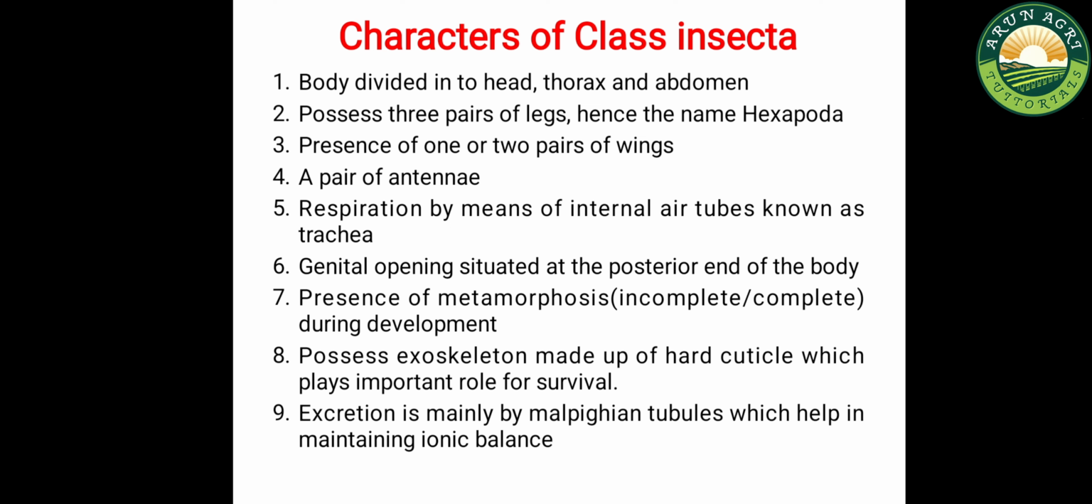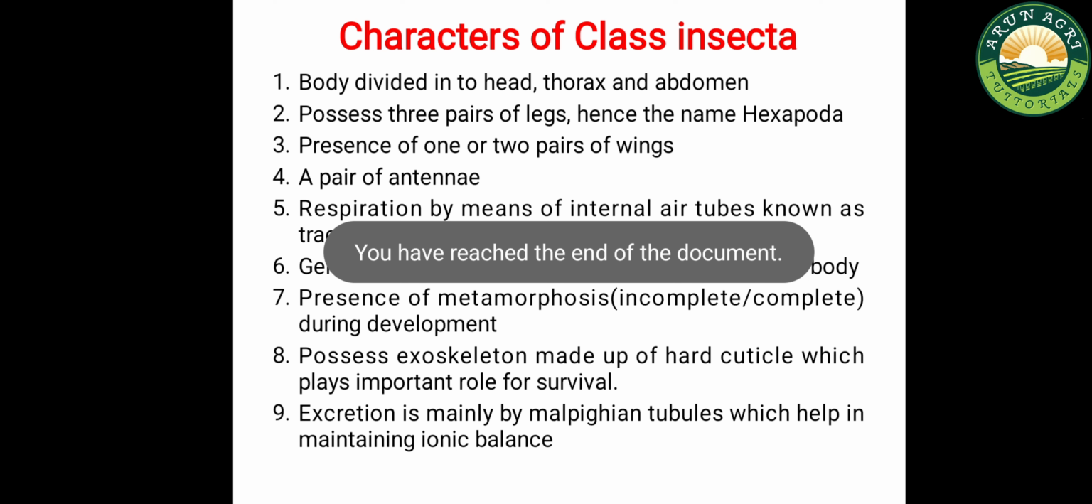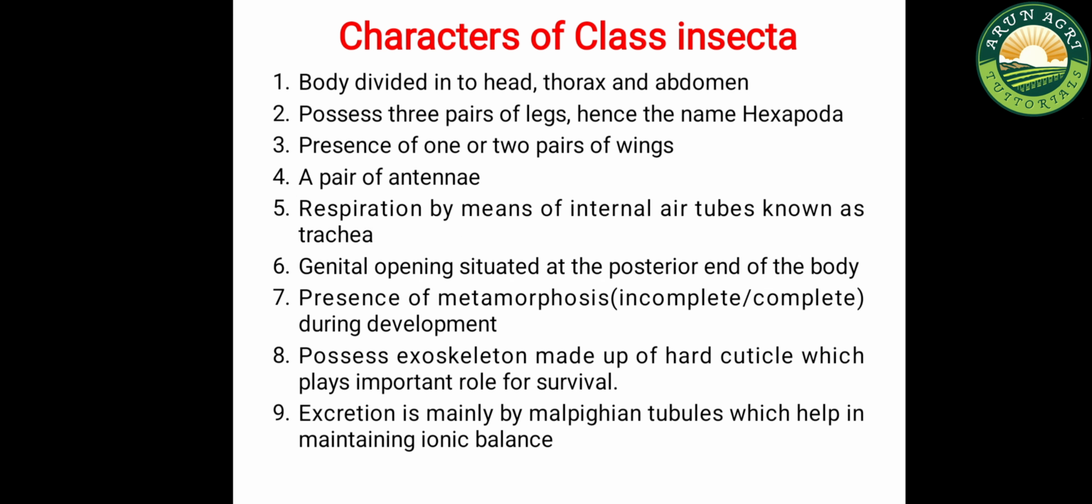Insects possess an exoskeleton made up of hard cuticle, which plays an important role in survival. Usually the exoskeleton is made up of both chitin and some proteins. Excretion is mainly through the Malpighian tubules, which help in maintaining the ionic balance. The number of Malpighian tubules varies from one insect to another. In some insects like aphids and Collembola, there are no Malpighian tubules. Some insects have only 1 or 2, and some insects have thousands of Malpighian tubules. Okay, so this is about the characteristics or classification of the phylum Arthropoda. Thank you.